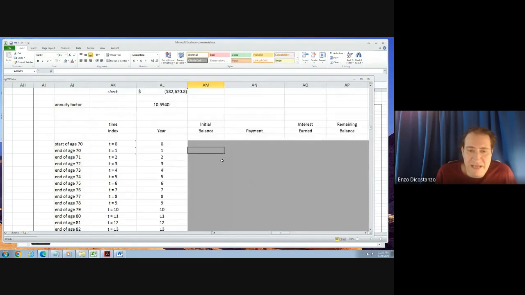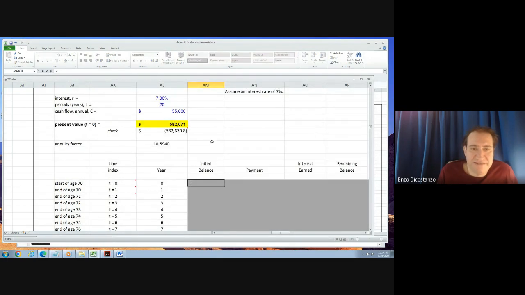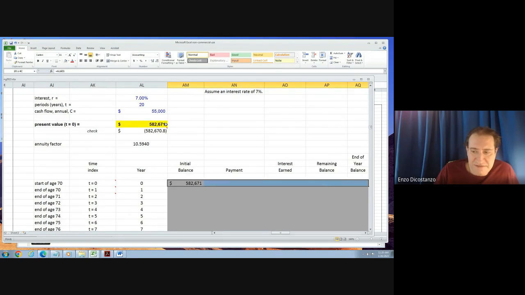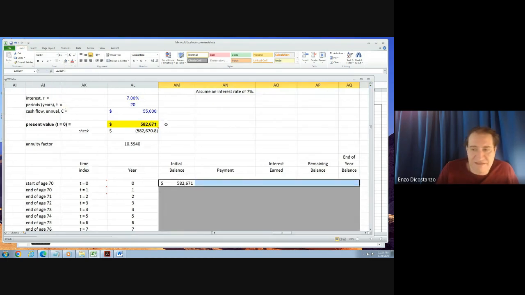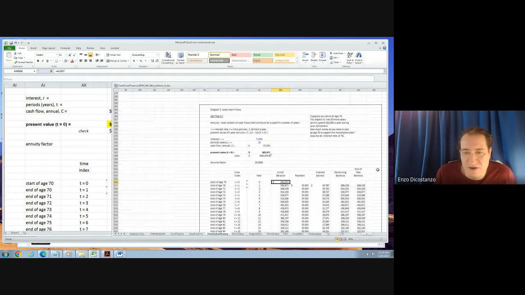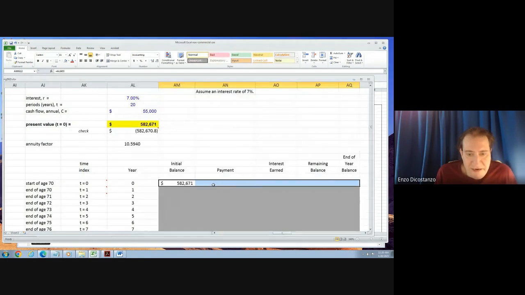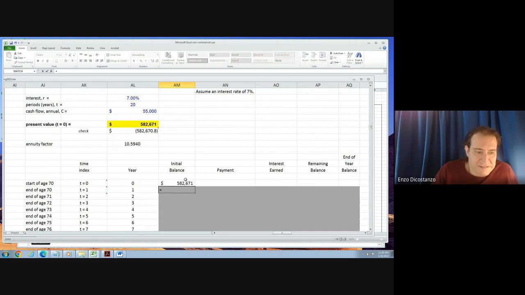Your initial balance is at 582. And again, nothing happens. You can see this is the same model. Nothing happens there, right? It's T0, but at the end of the year, and this is what we just did with the Bill Gates problem.